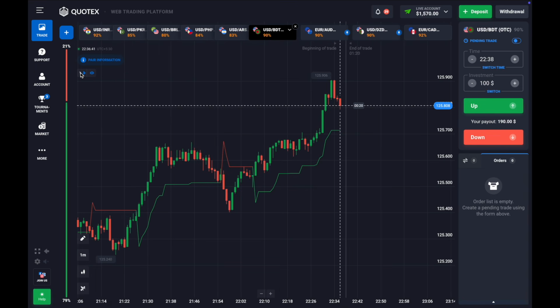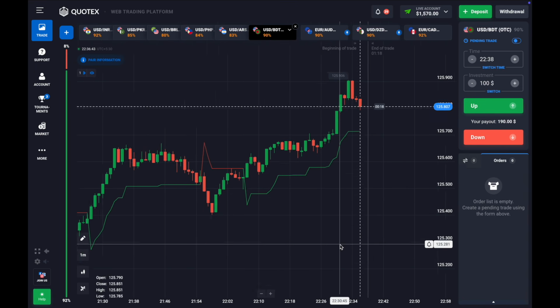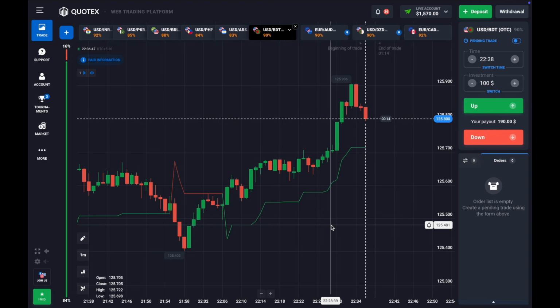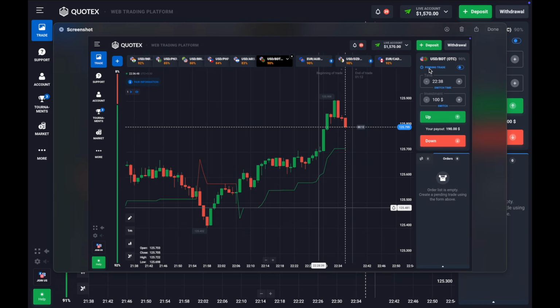It's very simple to understand. What you have to do is, when the candles are moving above our green line, you have to only look for call option trade. And when the candles are moving below the red line, you have to only look for put option trade. Here, let me mark that up.